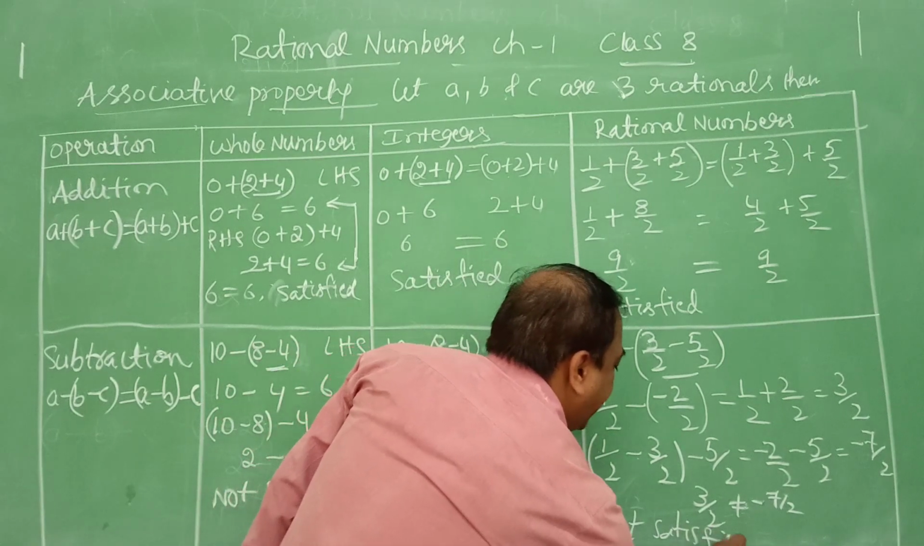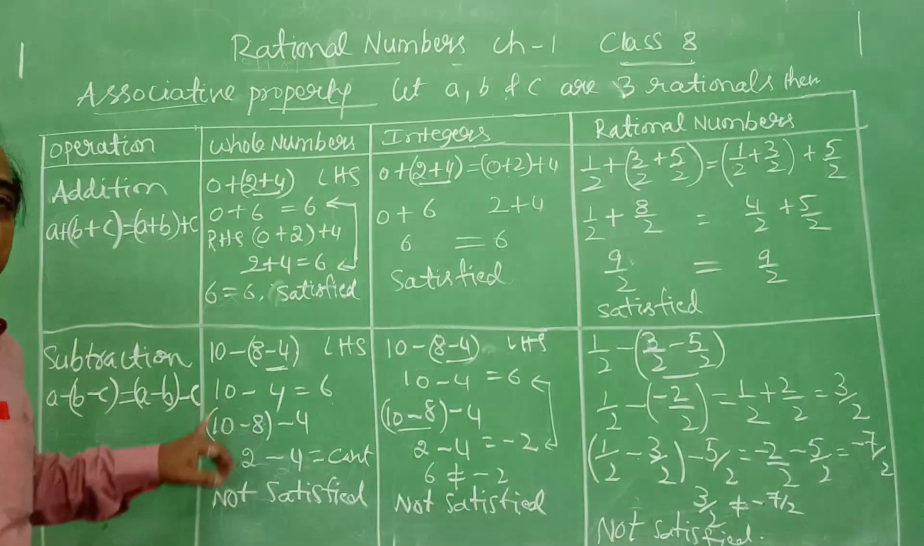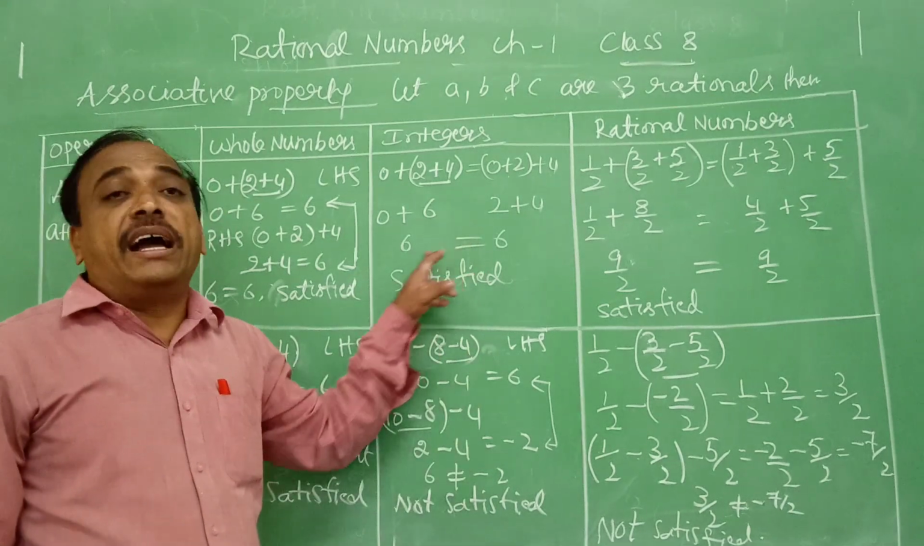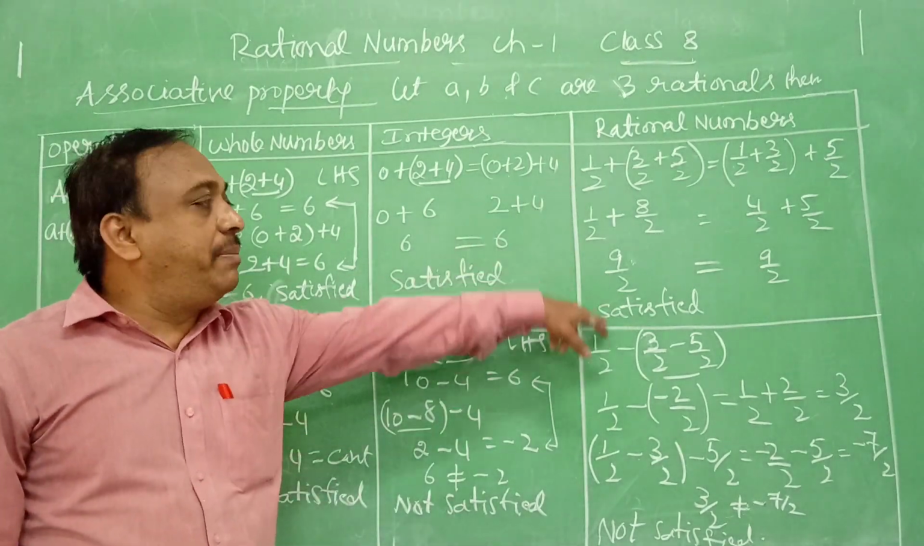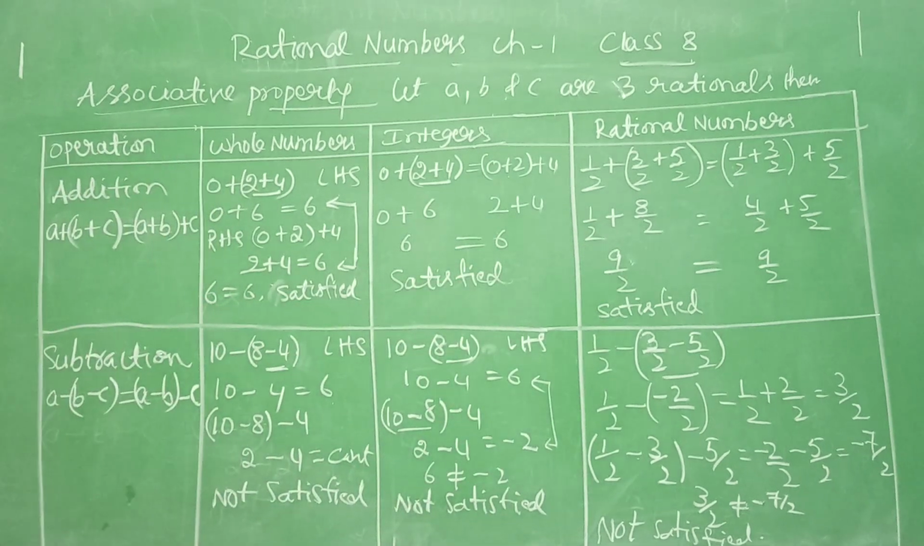So, associative property under rational numbers for subtraction of rational numbers does not satisfy, but addition of rational numbers will be satisfied. Is it clear?